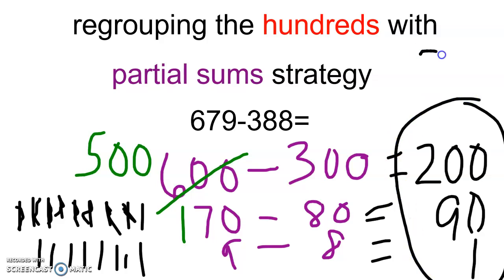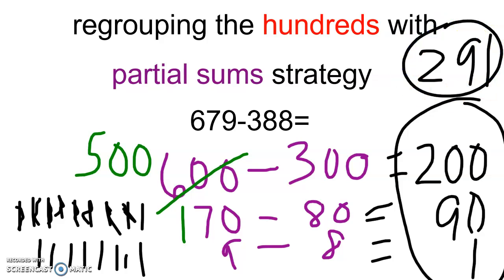And that equals 291. And I circle my answer. That is regrouping with the hundreds using the partial sum strategy.